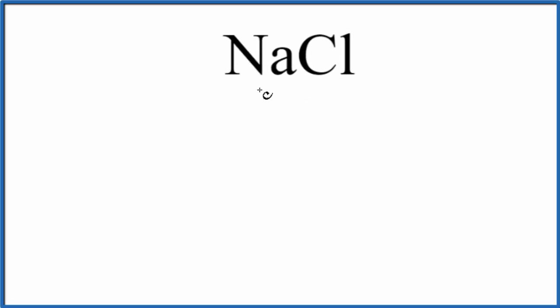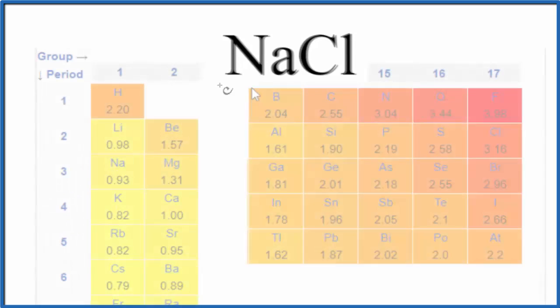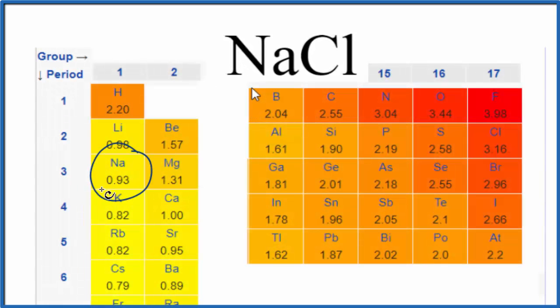In this video, we'll look at whether NaCl is polar or nonpolar. So the first thing we need to do is look at the electronegativity difference between Na and Cl. So here is Na, it's 0.93. In chlorine, Cl, that's over here, 3.16. So the difference, it's greater than 2.0.